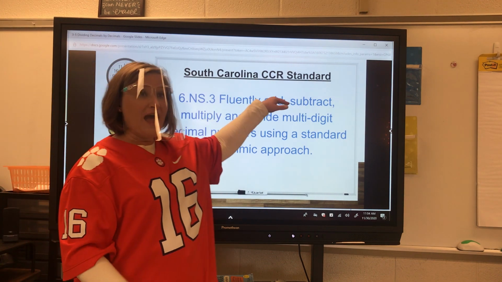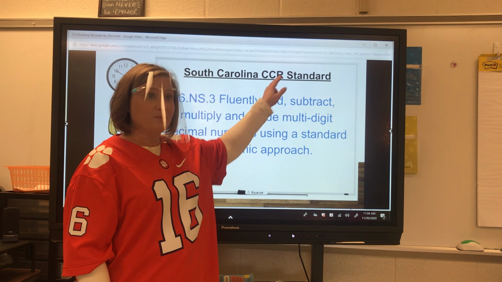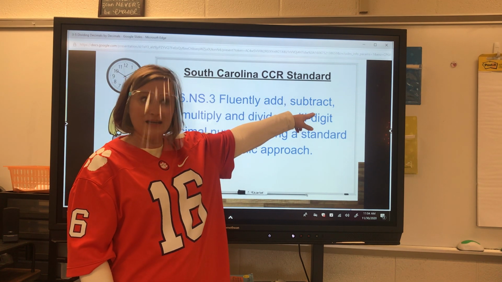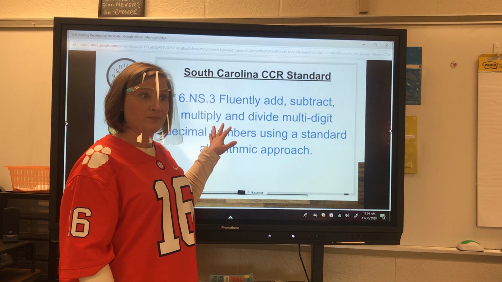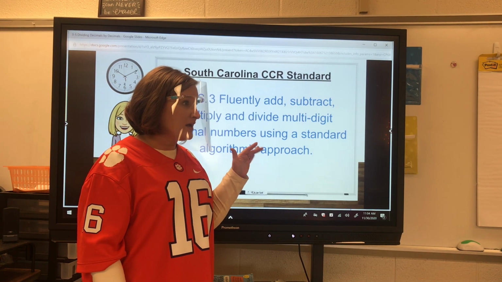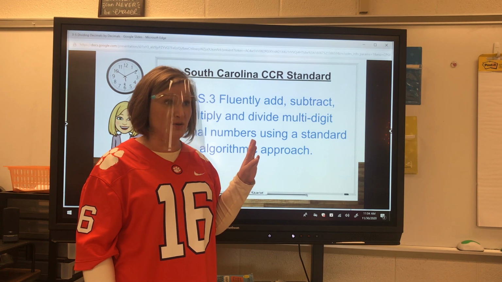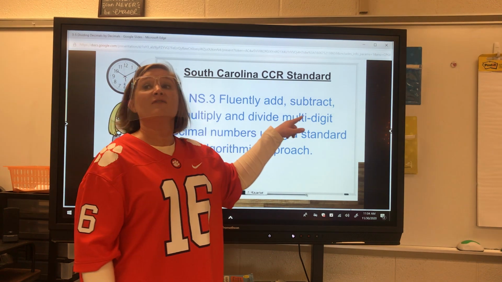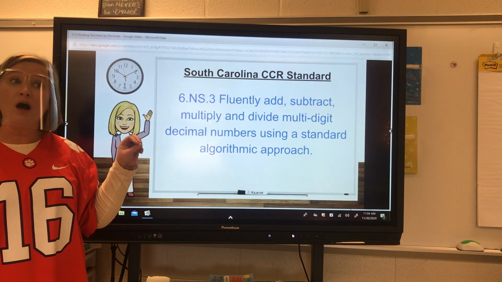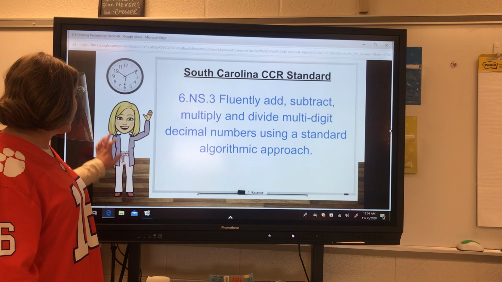So, have we been able to fluently add decimals? Yep. Subtract decimals? Yes. Multiply decimals? Yes. And that one we're still kind of working on, okay? We're still multiplying, because with multiplying, there's a lot of steps when you got a lot of numbers, okay? Now, dividing. We did division by whole numbers, but we have not done division by decimals. So that's where we are today.